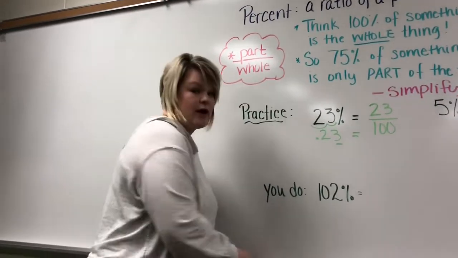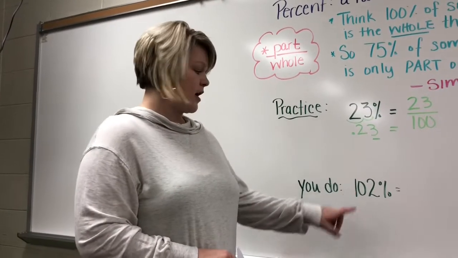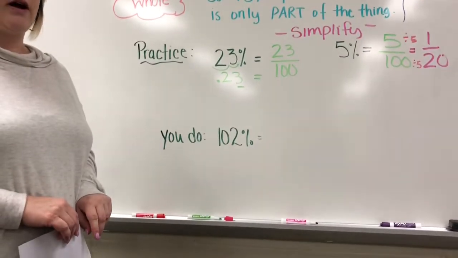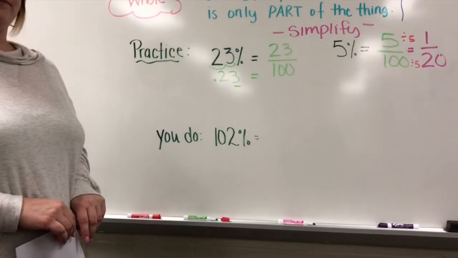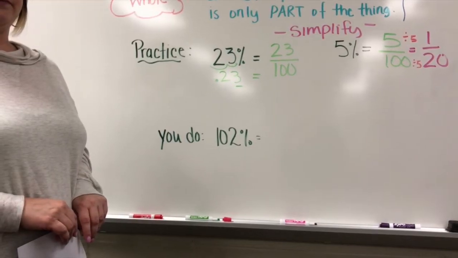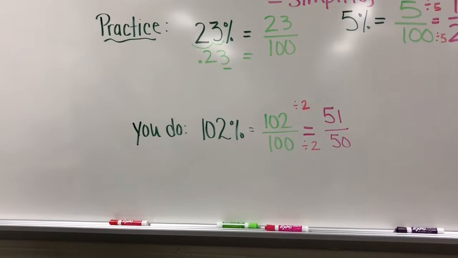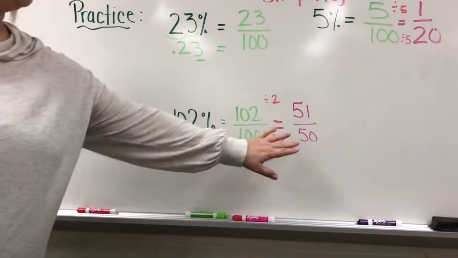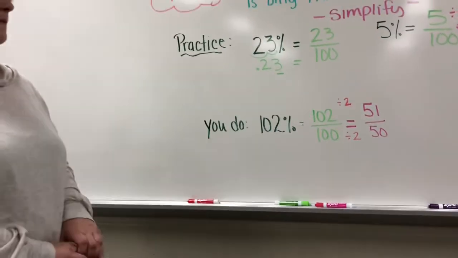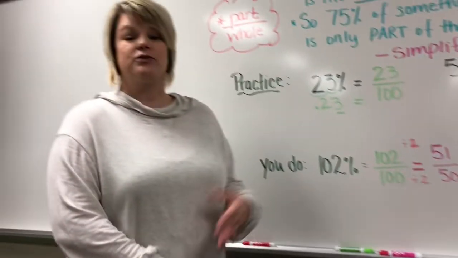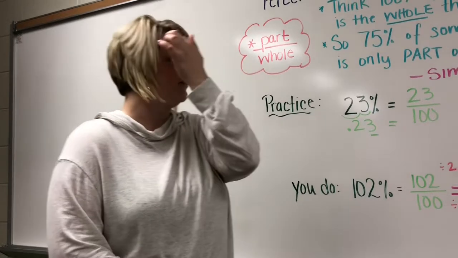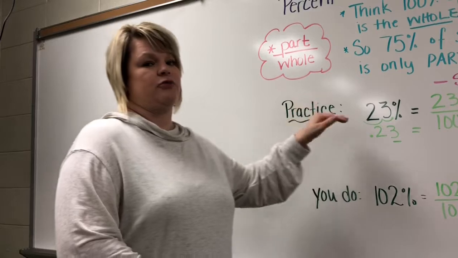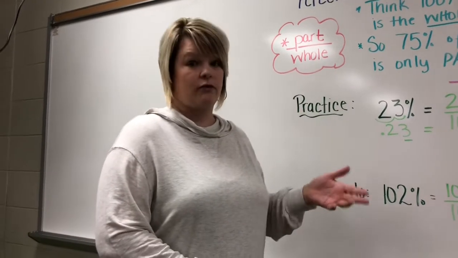At this time, I want you to go ahead and pause, and I want you to try and turn 102% into a fraction. Okay, so you should have gotten 102 over 100 and then simplified to 51 over 50. If you have any questions, please write them down and bring them to class tomorrow. Okay, this again was review, practicing turning those percents back into a ratio fraction.